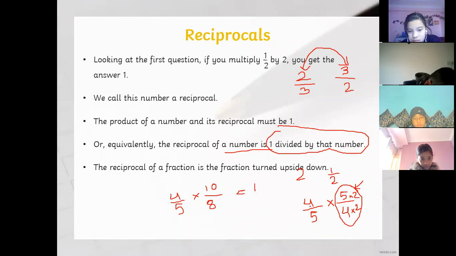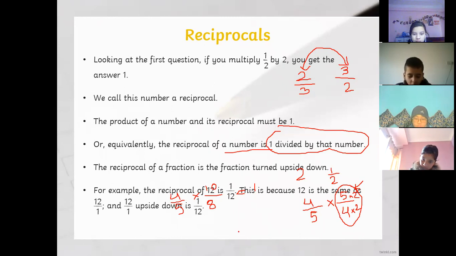Yeah. So if you multiply any fraction by the equivalent fraction of its reciprocal, 5 by 4 being the reciprocal, or the equivalent fraction of 5 by 4, which I wrote here as 10 by 8 by multiplying by 2, at that time also we'll get the result 1. Okay.